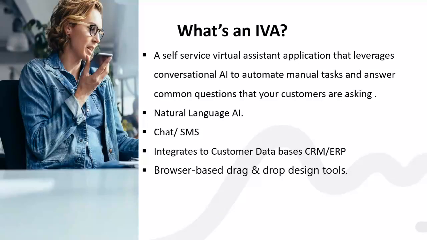So by way of a definition, an IVA is a self-service virtual assistant application that leverages conversational artificial intelligence to automate manual tasks and answer common questions that your customers are asking. An IVA provides natural language artificial intelligence engines that support over 120 languages and dialects.